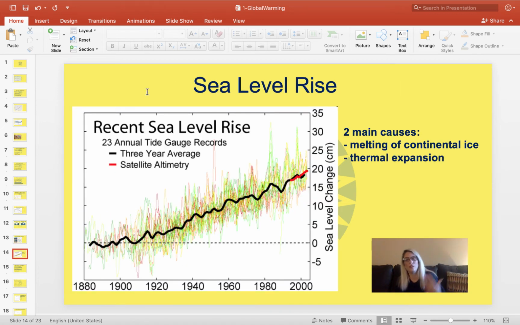Now, when the snow is melting and the sea ice is melting, the sea level is going to rise. You can see that from 1880 to 2000 here, there's about 20 centimeters of change. It's quite a bit, actually. The two main causes are going to be melting of, like we said, the continental ice and also thermal expansion. So our sea levels are rising, our ice is declining, and so is the snow.